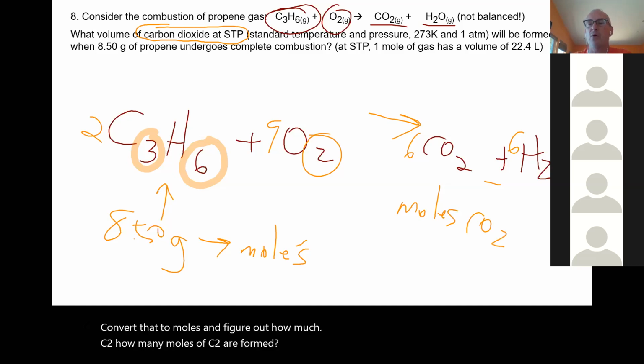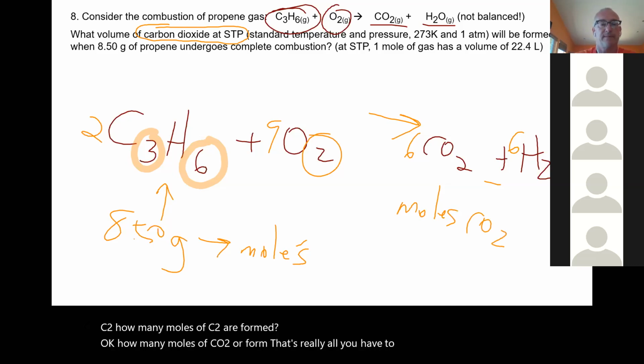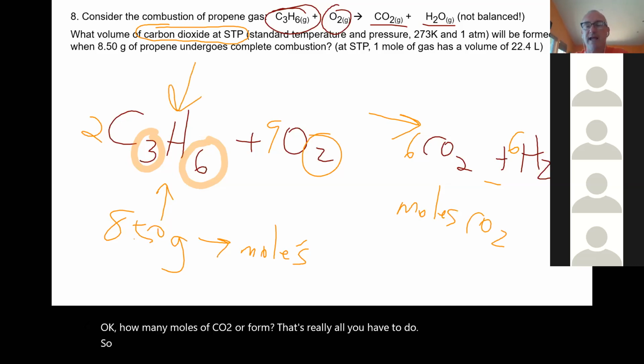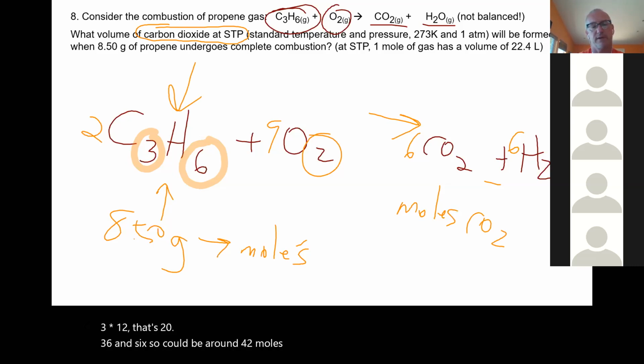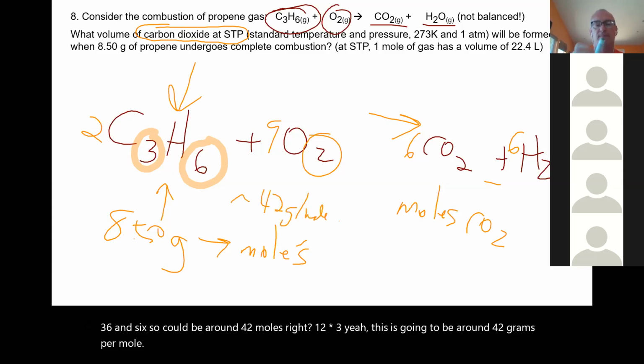How many moles of CO2 are formed? That's really all you have to do. So what's the molar mass of C3H8? Figure that out. It's 3 times 12, that's 36, and 6. So it's going to be around 42 grams per mole. So figure out how many moles that is.